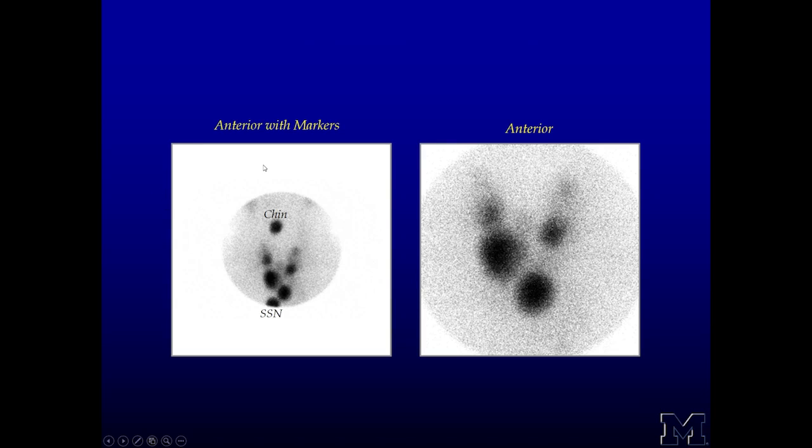And here is another demonstrative image of multinodular goiter. This is an image with markers placed on the chin and suprasternal notch. And this is an anterior image, pinhole collimation without markers, showing the multitude of thyroid nodules involving bilateral thyroid lobes.